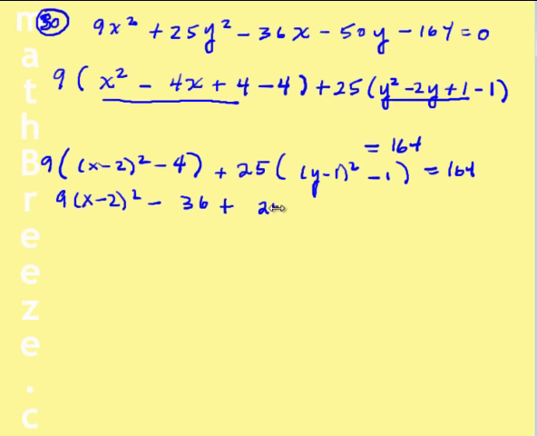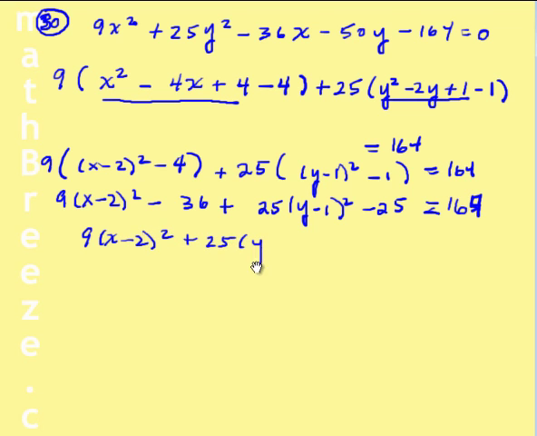All right, so let's do 9 times (x minus 2) squared minus 36, plus 25 times (y minus 1) squared minus 25, equals 164. Let's add 36 and add 25 to both sides. So we have 9(x minus 2) squared plus 25(y minus 1) squared equals, add them to the right side and we get 225. So this was designed so the numbers work out nicely. Now in standard form we have a 1 over here, so divide by 225.